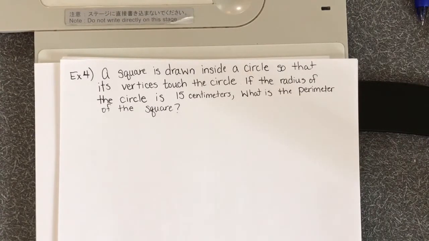So let's take a look at this last example. It says a square is drawn inside a circle so that its vertices touch the circle. If the radius of the circle is 15 centimeters, what is the perimeter of the square? So with this example, you have to have a picture to go with it. A square is drawn inside a circle so that the vertices touch the circle.